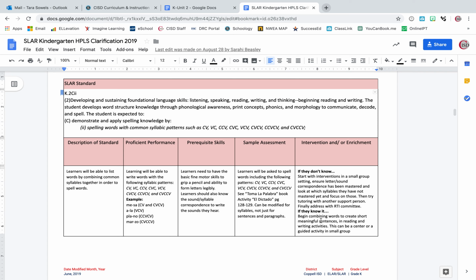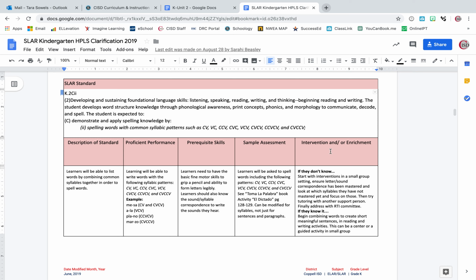So this is really important because the HPLS are on every unit. They're going to repeat in every unit all year long because these are the standards that have been identified district-wide as the most important standards before being able to move on to the next grade level.